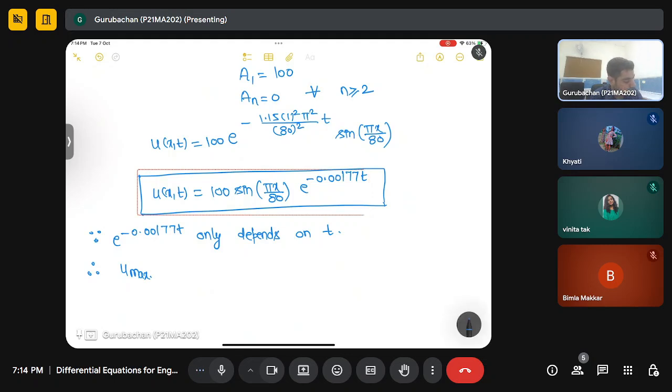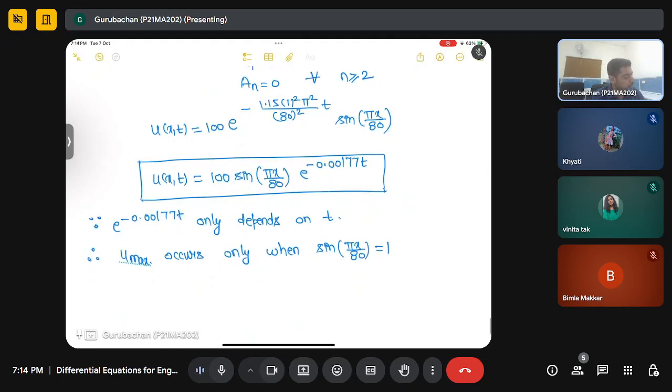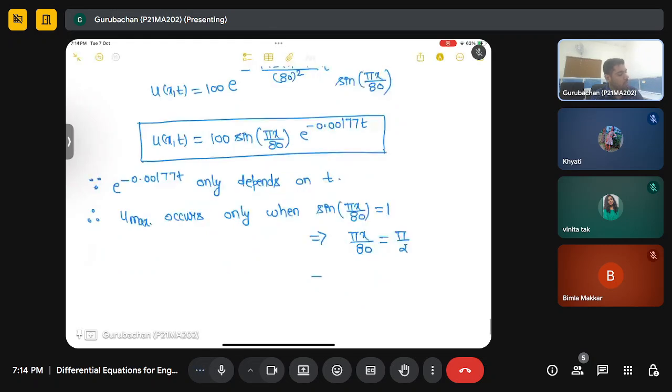So u max occurs only when sine pi x by 80 is 1. So sine pi x by 80 is 1, that means pi x by 80 has to be pi by 2, that means x has to be 40 centimeter. So the whole rod has length 80 centimeter, and at the half of the rod you are getting your maximum temperature.